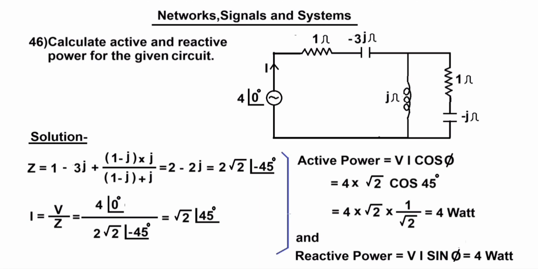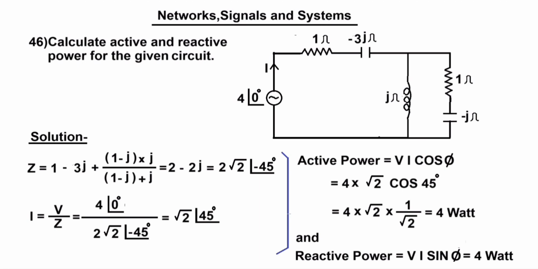Now active power equals V multiplied by I multiplied by cos phi. We put the value of V, I and cos phi. This equals 4 multiplied by root 2 multiplied by cos 45 degrees. So 4 multiplied by root 2 multiplied by 1 upon root 2. This equals 4 watt.